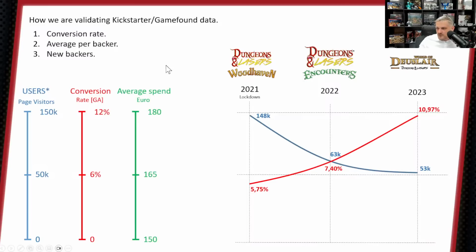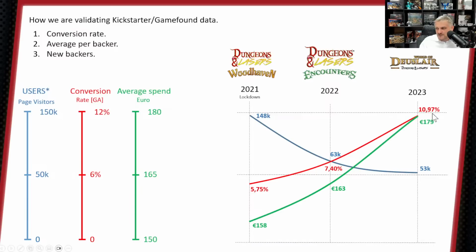The next data is quite boring, because this is average spend per euro. We have an internal target, which is basically to make much better and more interesting products. So this is another record we have gained. Woodhaven was 158, 63 we had with Encounters, and then Deusle itself 179. So this is our record. This is the highest we ever achieved in terms of average spend on our page. So that is very, very good. I'm quite happy about it.